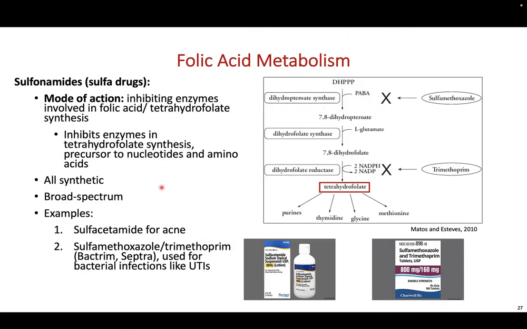So all of these drugs are actually synthetic. They have a broad range. It means they can target a lot of bacteria, a broad range of bacteria. Examples include sulfacetamide for acne.